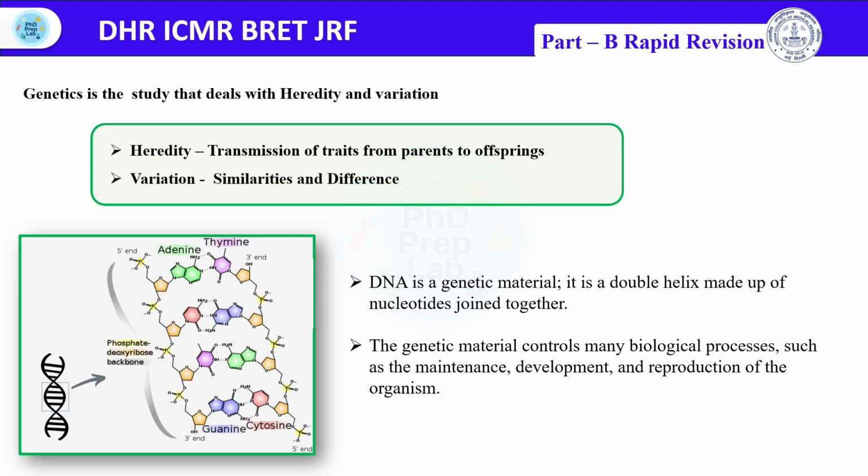Okay, and now when we talk about genetic material, we have DNA, which is the genetic material in us, and DNA is a double helix structure. It is made up of nucleotides that are joined together. Now, which nucleotides? Quickly revise: adenine, thymine, guanine, and cytosine. That is your purines and pyrimidines. Okay, and when we talk about RNA, now thymine is replaced by uracil, so RNA will have adenine, uracil, guanine, and cytosine. Now, the genetic material will control all the biological processes. It will maintain, develop, and also monitor the reproduction of the organisms.